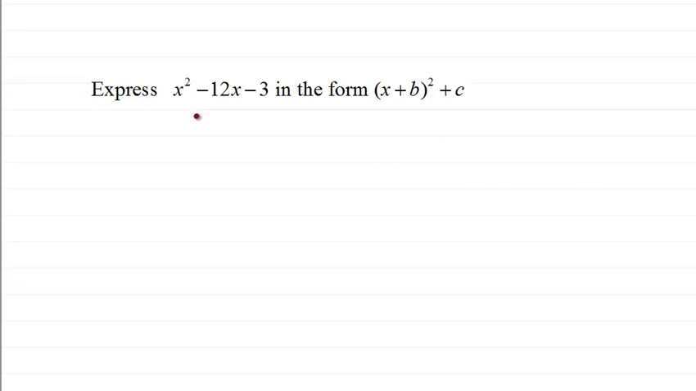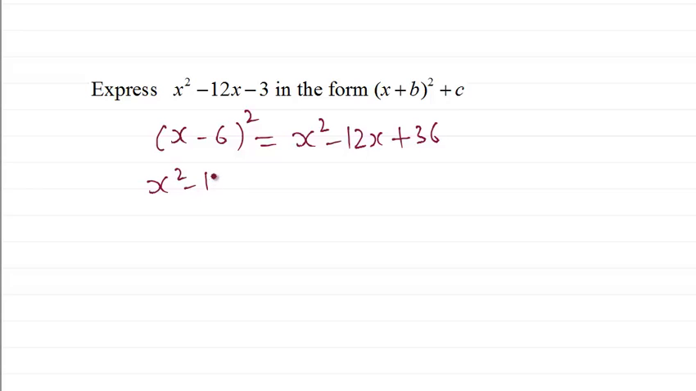Similarly here, if we expand x minus 6 all squared, we get x squared minus 12x plus 36. Then we write here x squared minus 12x plus 36, but then we also got minus 3, so we write minus 3 here, equal to x minus 6 all squared.